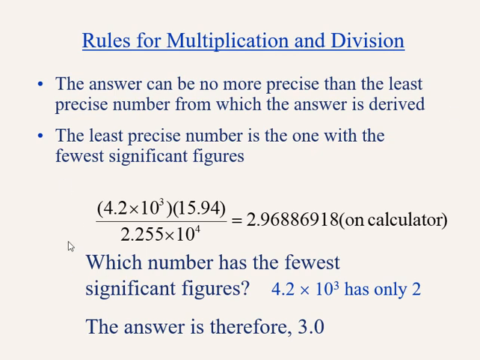And let's have a look. So here we have these three numbers. Now the rules for multiplication and division are the same, while there is another rule for addition and subtraction. So here we have these three numbers: 4.2 times 10 to the third, 15.94, and divided by 2.255 times 10 to the 4. All these three are measured numbers. Perhaps there is a centimeter or a kilometer or a liter or some other unit associated. We are not showing that.